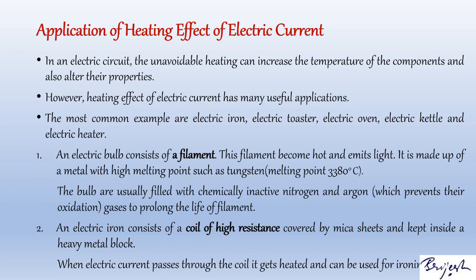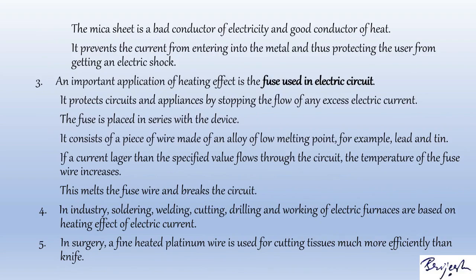An electric iron consists of a coil of high resistance covered by mica sheets and kept inside a heavy metal block. When electric current passes through the coil, it gets heated and can be used for ironing clothes. The mica sheet is a bad conductor of electricity and a good conductor of heat. It prevents the current from entering into the metal and thus protects the user from getting an electric shock.